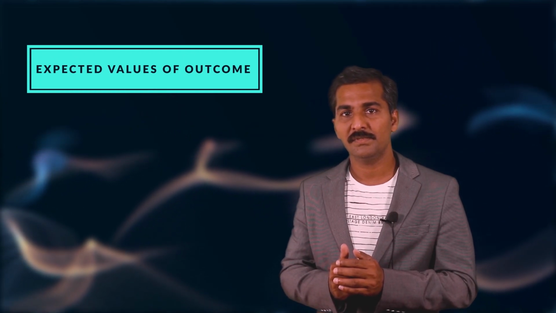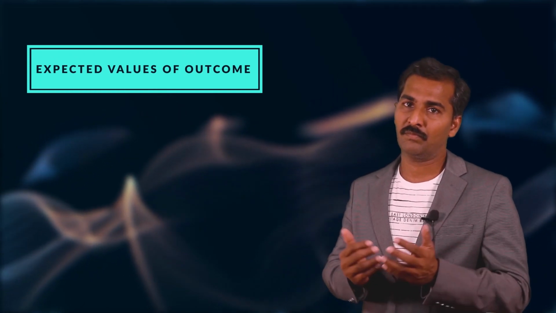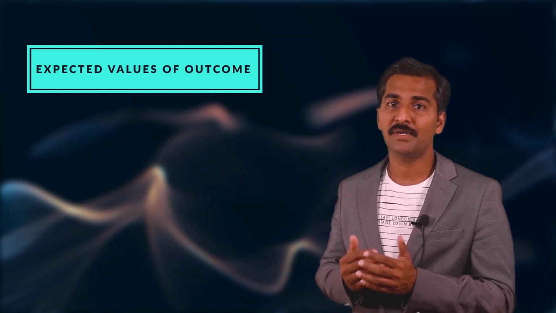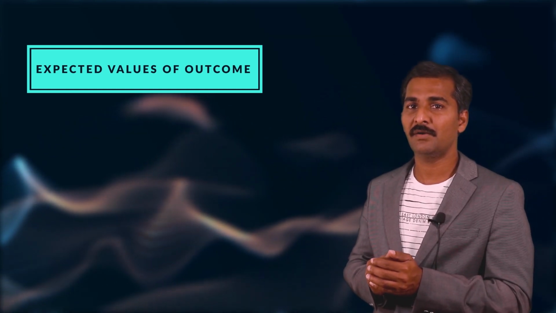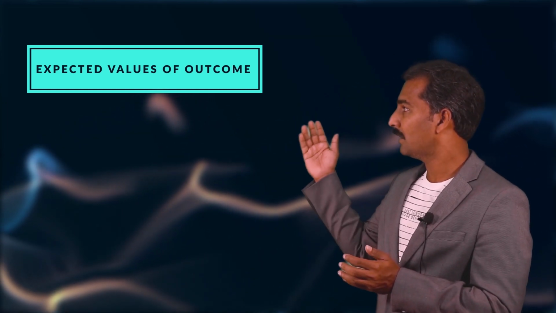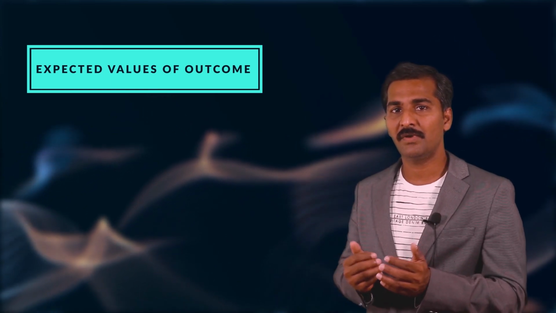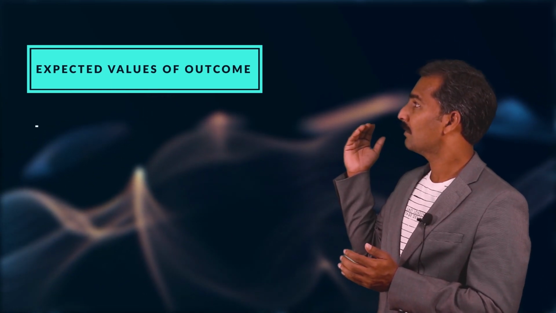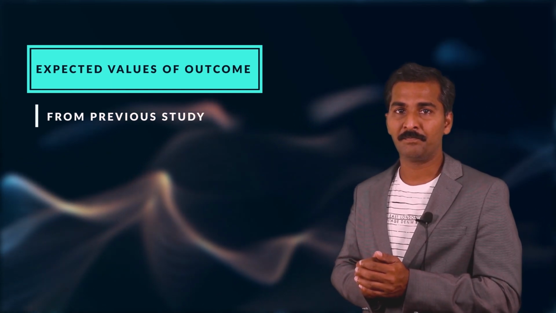Then next important issue is to get the expected values of these outcomes in your research project. You have not yet started your study, but how do you get these expected values? These expected values can be obtained in multiple ways. The most common way is to get it from a published research article.